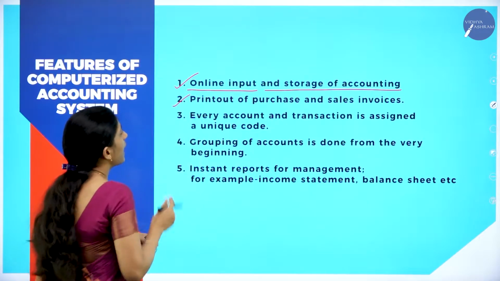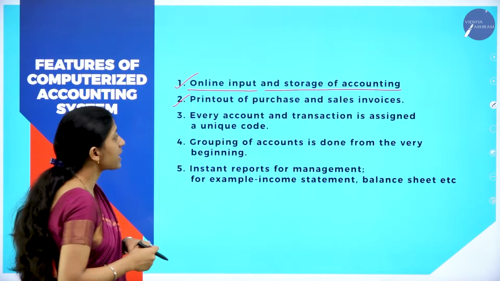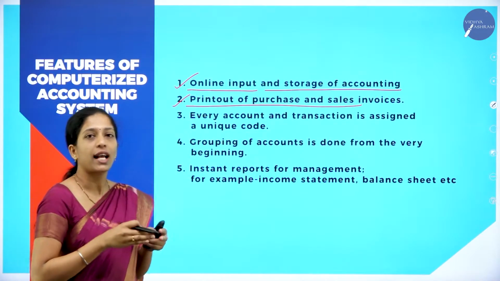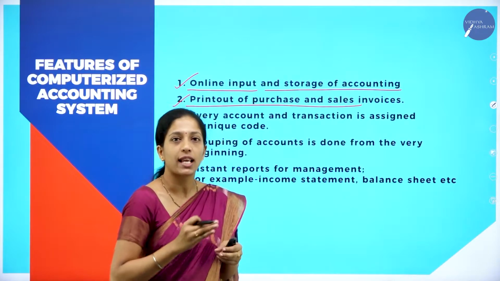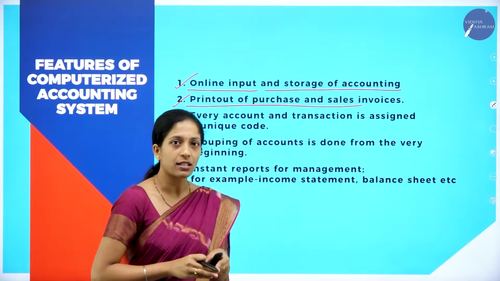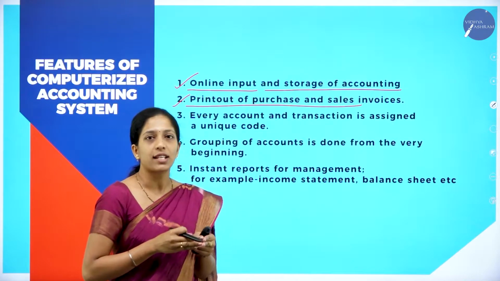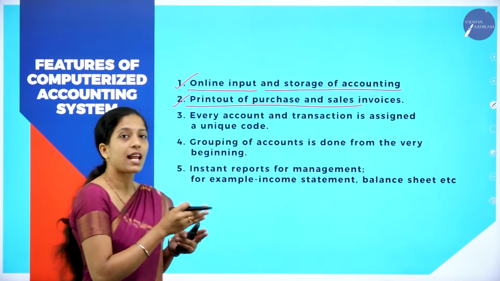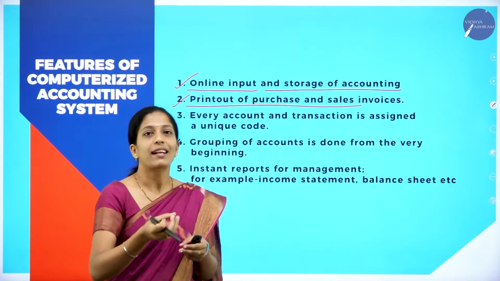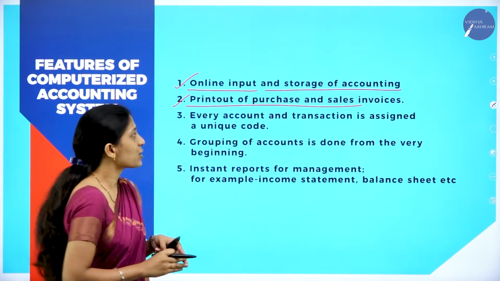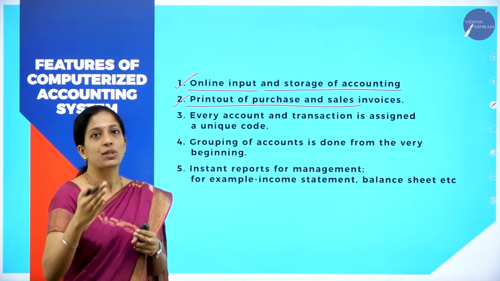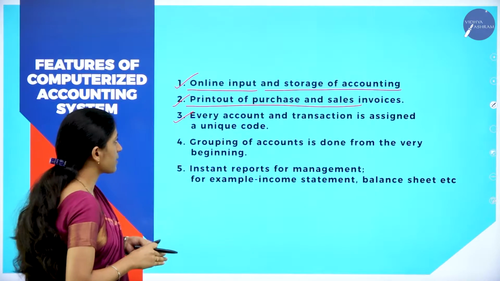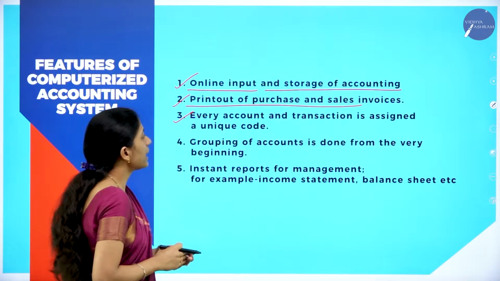Next, the second feature is the printout of purchase as well as sales invoice. So we can take the printout. You know, in an organization, there are a number of transactions which take place in respect of purchase as well as sales. So through this computerized accounting system, the printout of purchase and sales invoice can be taken through computer only. So we can get a printout of the purchase invoice as well as the sales invoice.